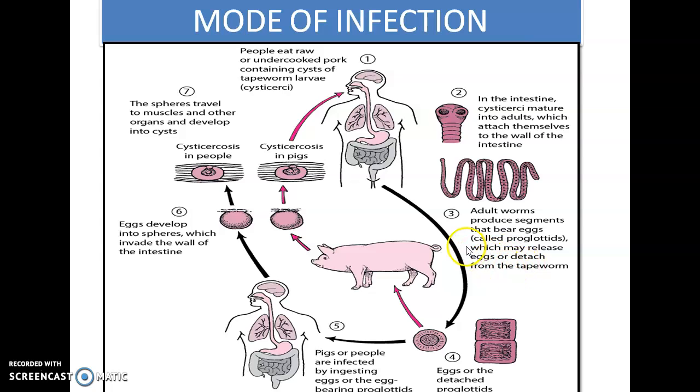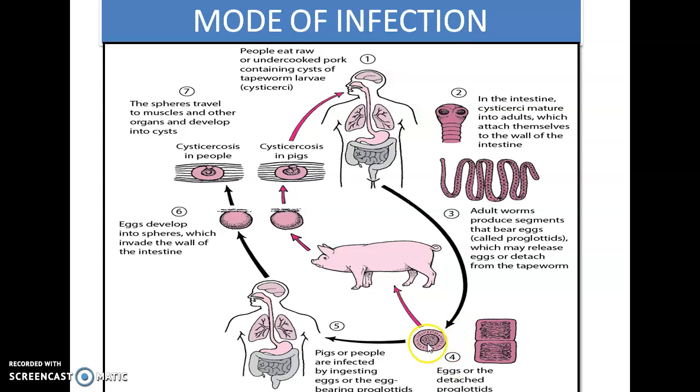Okay. Then in the fourth stage, what happens is that the dead or detached proglottids are passed into the stool. So after its production of these reproductive structures, they will move outside through the stool of these human beings, and they will pass out.